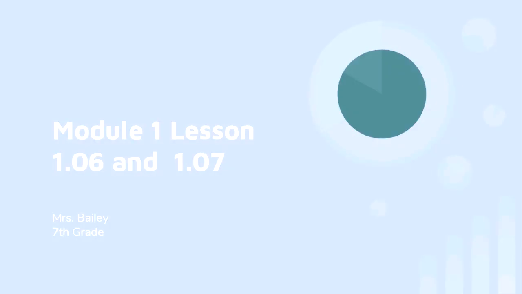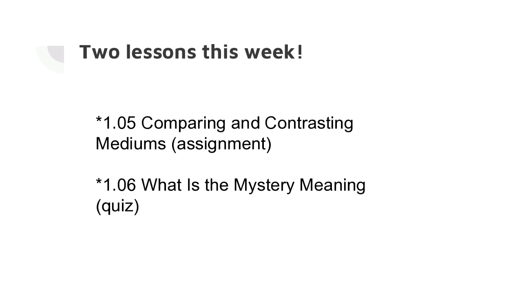This is Module 1 Lesson 1.06 and 1.07 for 7th grade. This week we are going to go over 1.05 and 1.06. There's 2 lessons this week: comparing and contrasting mediums, which is an assignment, and 1.06, what is the mystery meaning, which is a quiz.